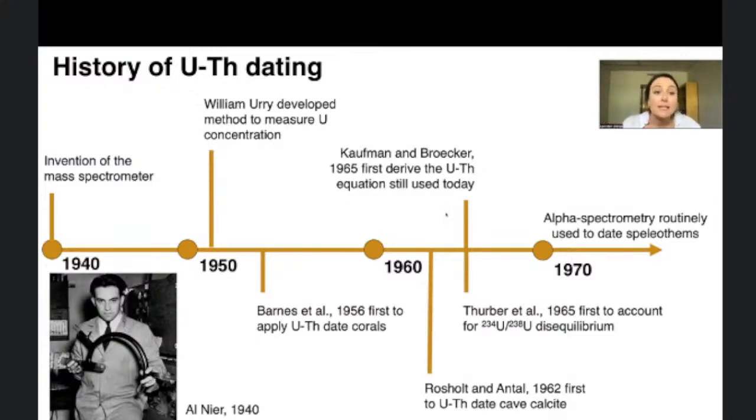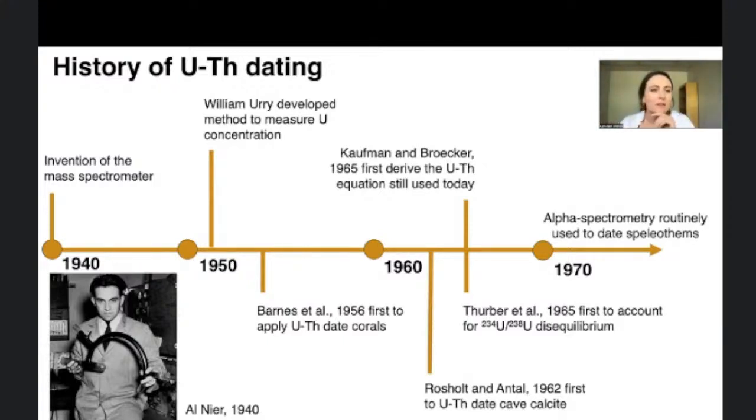So in 1965, Wally Broecker and his colleague Kaufman were able to calculate the uranium-thorium equation that we still use today. In the 1970s, alpha spectrometry was routinely used to date speleothems. This is a very tedious process where you measure the concentration of uranium in your sample, and then you count the number of alpha decays that take place over a long period of time. You need a lot of speleothem to do this, something like 30 grams. And it, again, takes a lot of time, and the age uncertainties aren't so great.